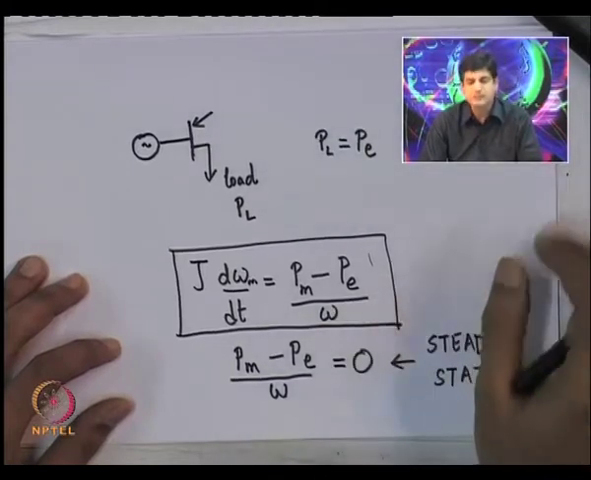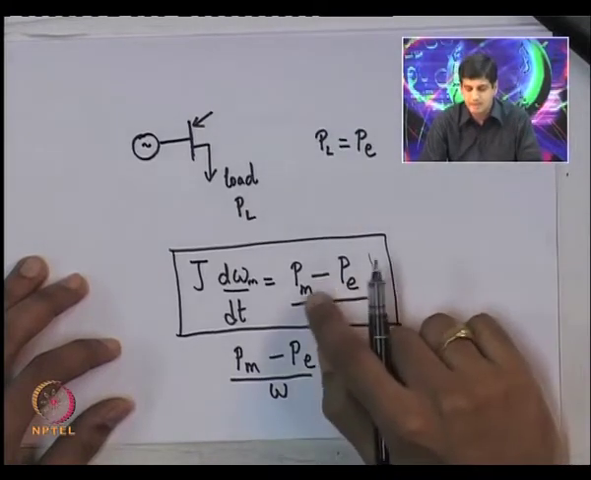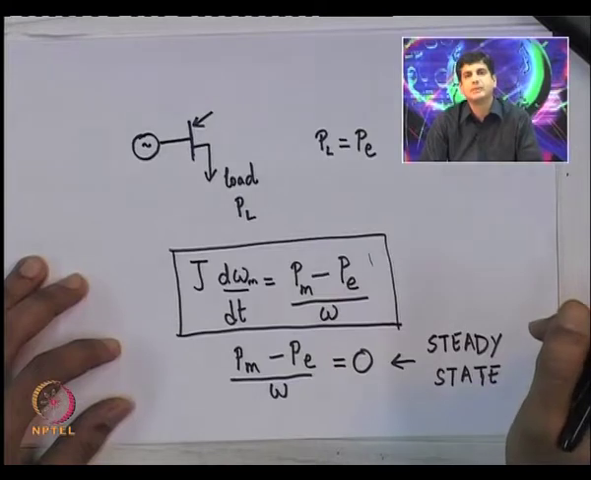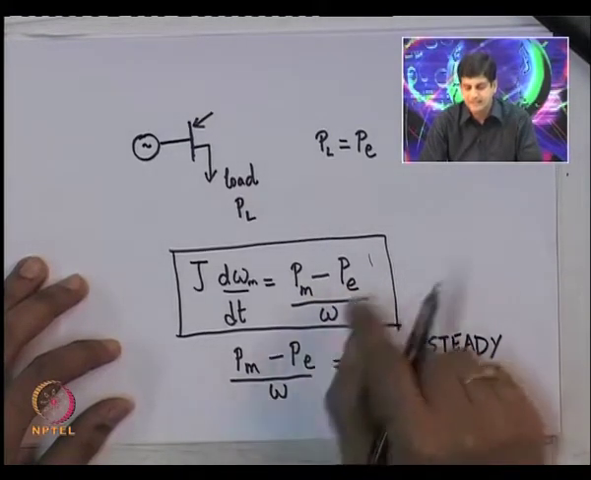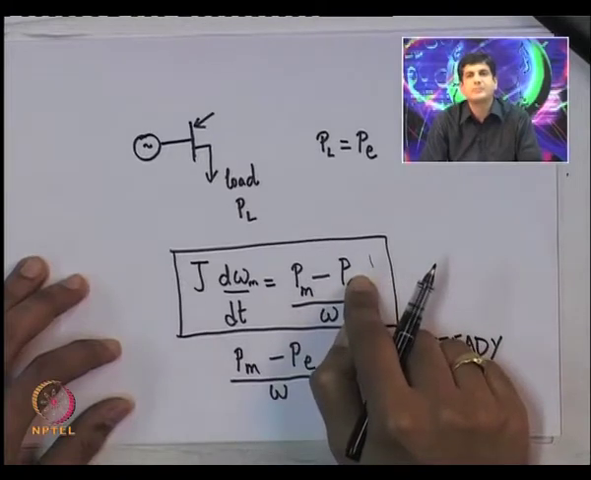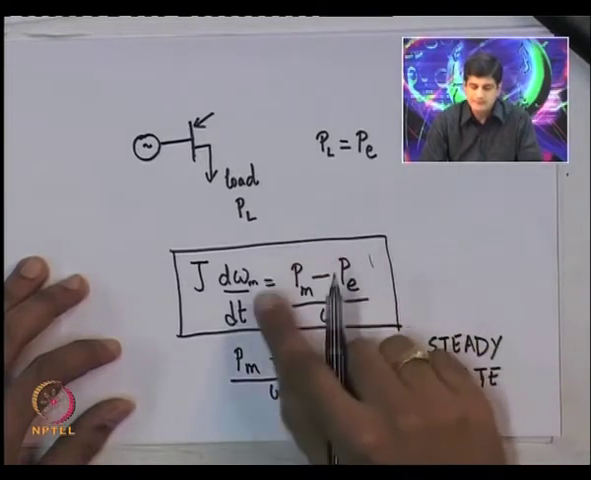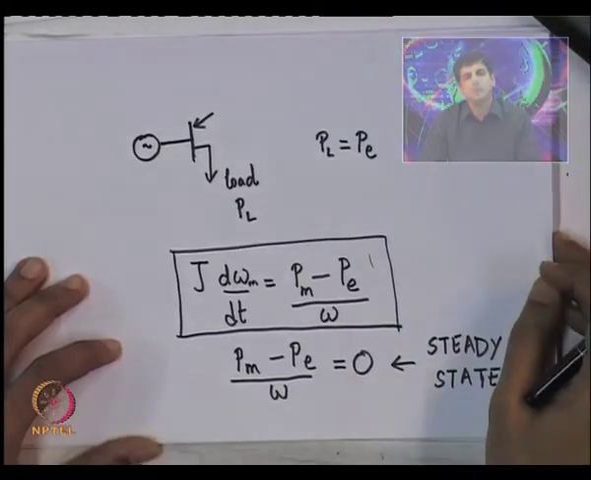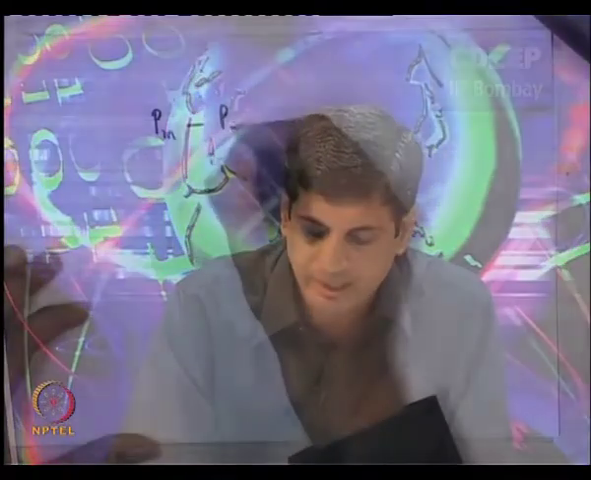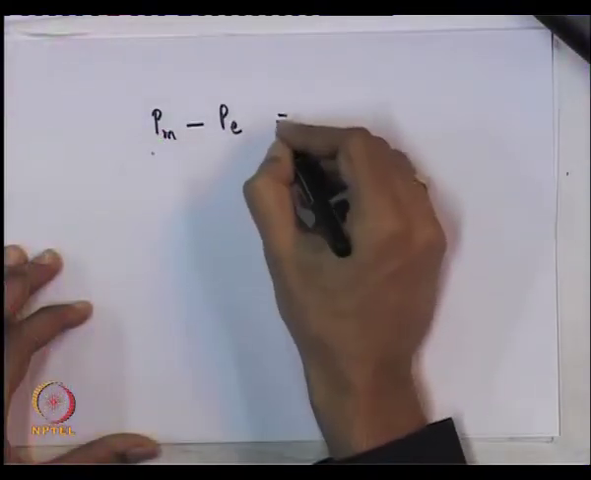If you want the system to reach an equilibrium, if it starts off with P m not equal to P E, for example, initially let us say P m is equal to P E and suddenly I change the load. So, P E becomes something different. How does this system reach an equilibrium? There are two ways the system could reach an equilibrium. To reach an equilibrium, P m minus P E should be equal to 0.